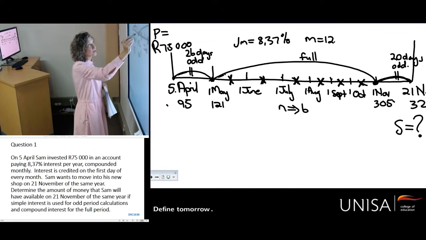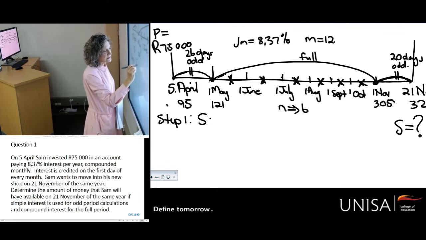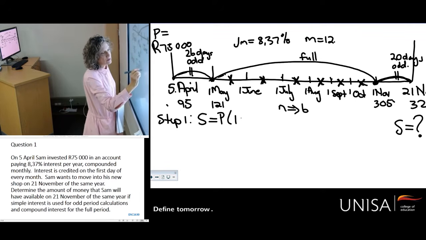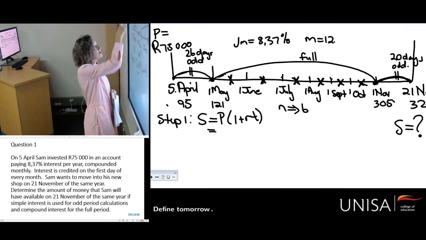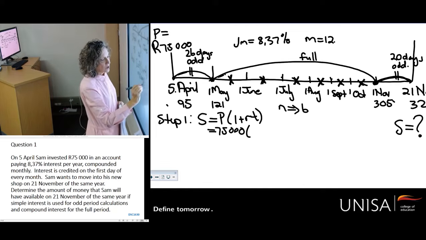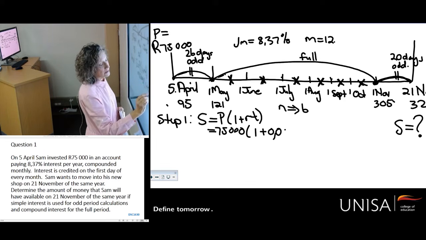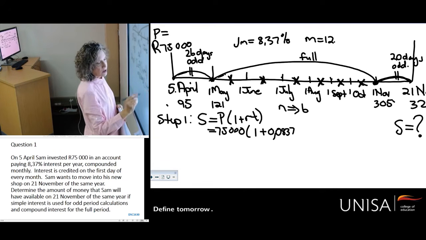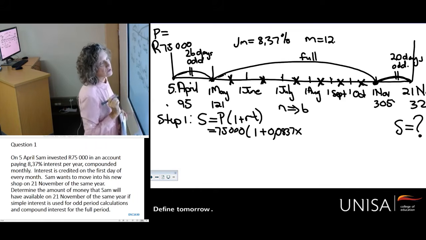Firstly, we set simple interest for the first part. So our first step will then be, we use S equals P(1 plus RT), right? What is our present value? Is 75,000. 1 plus our interest rate is 0.0837, right? And it's monthly. Do I use it? No, because it's simple interest, right?